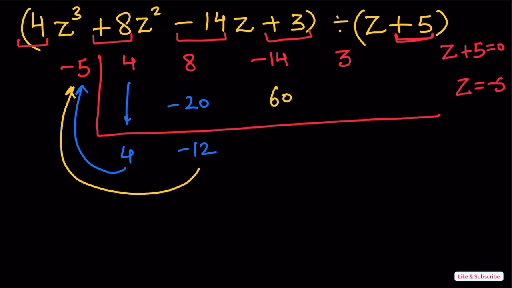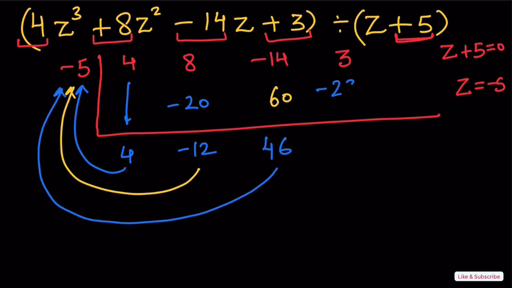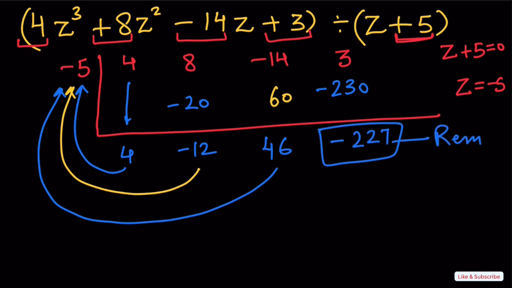Now what is 60 minus 14? 60 minus 14 gives me 46. Now I'm going to multiply 46 with negative 5, which gives me negative 230. Now what's 3 minus 230? That gives me negative 227. That is going to be the remainder in this case.